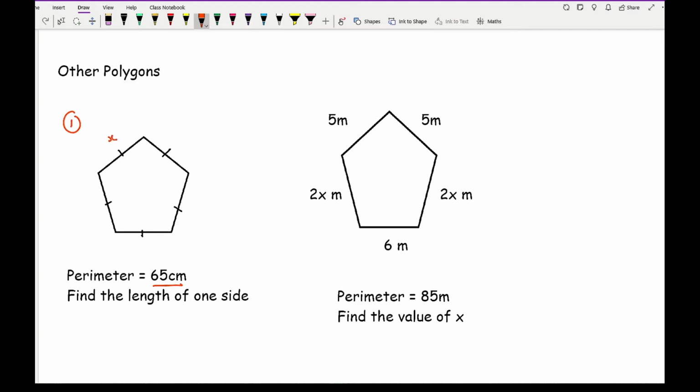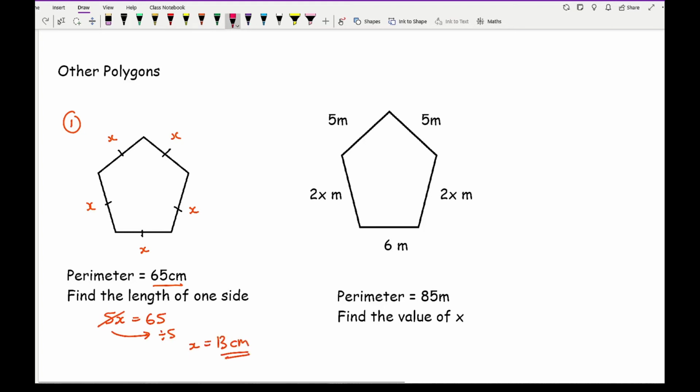So if I label one side x, that means all the other 4 sides are going to be x. And if I add the 5 sides together, I get 5x, and that equals the perimeter, which in this case is 65. So to get x by itself, I need to divide by 5. So I've got x equals 13, and that's going to be centimeters.